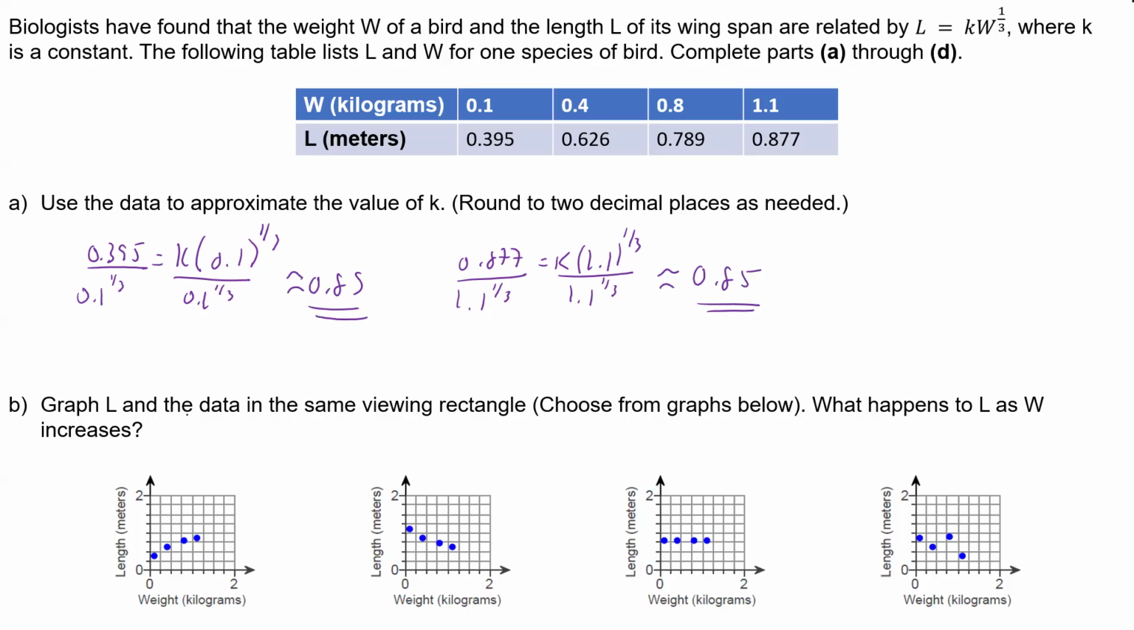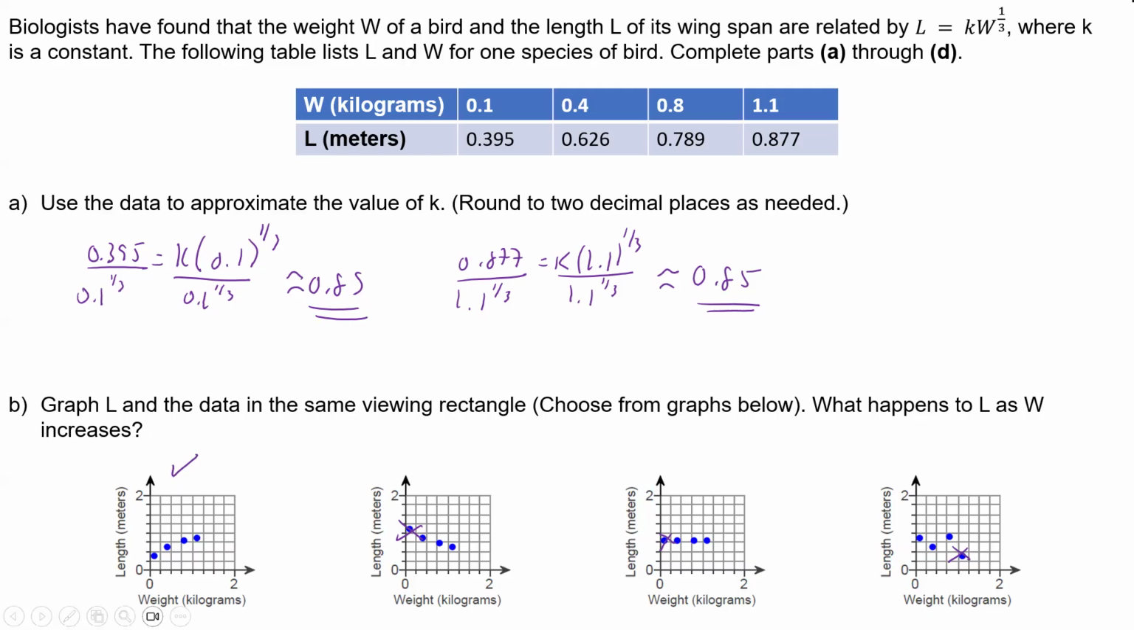Now we're supposed to graph L and the data using the same viewing rectangle. We're supposed to choose from the best ones. Well, 0.1 is 0.395, so this is 1, 2, 3, 4, 5, 6, 7, 8. So that's going to be half, so that's going to be 0.2. So at 0.1, we're about 0.4. That's big dots, so that would work. That one's not going to work because it's too high. That one is a little high too. Plus, it's going down here, so that one's not going to work. So it has to be this one. Okay, so that's going to be what happens as it increases.